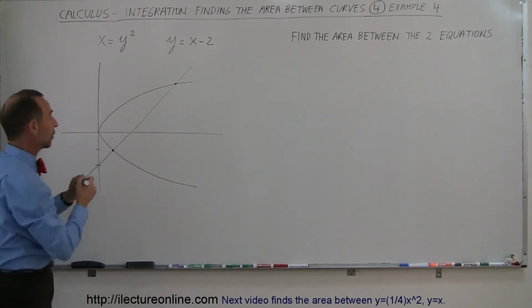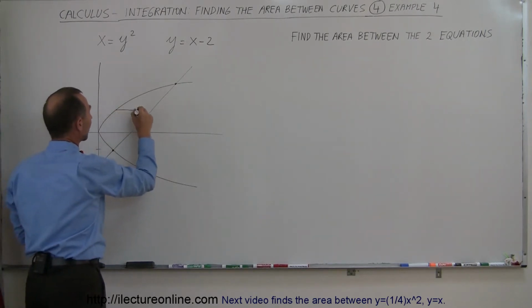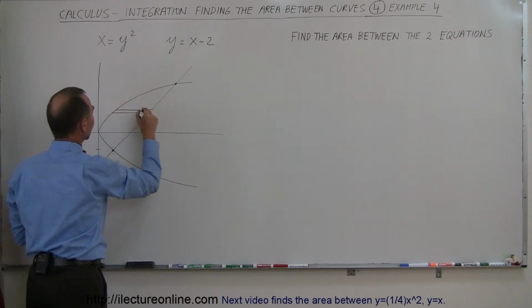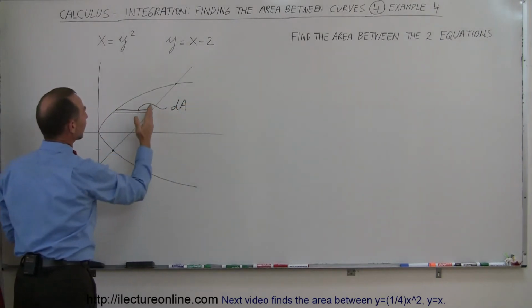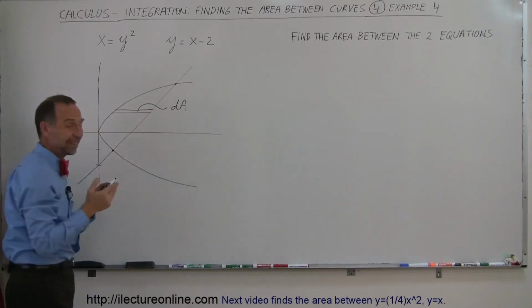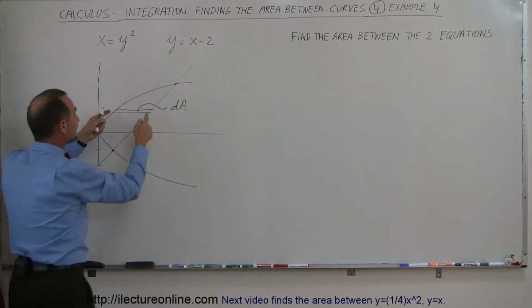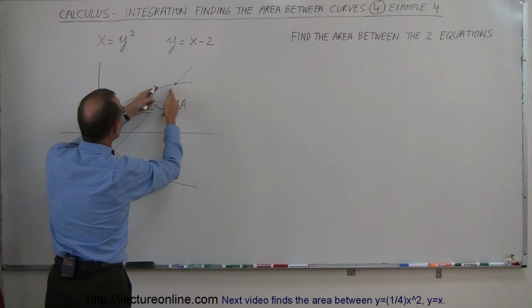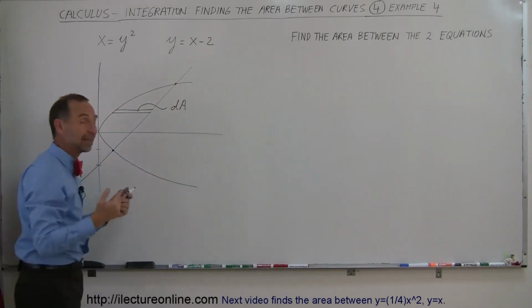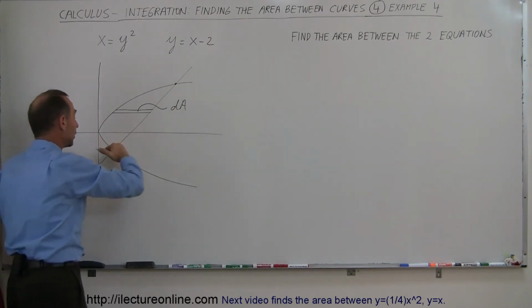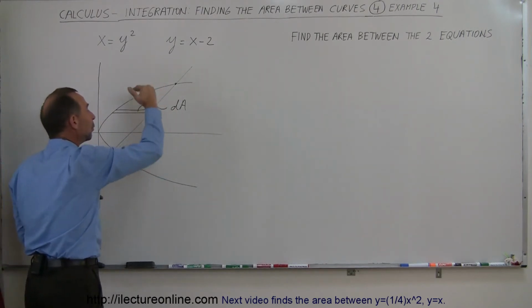It's better to set up your area element sideways like this. Because if you set up your area element sideways like this, so there's your little dA, that means that the top and the bottom of the area, or in this case the left and the right side of that little area element, will be bounded by the same line all the way through from here to there. And so what we can then do is integrate or sum them all up, going from this point to that point in the y direction.